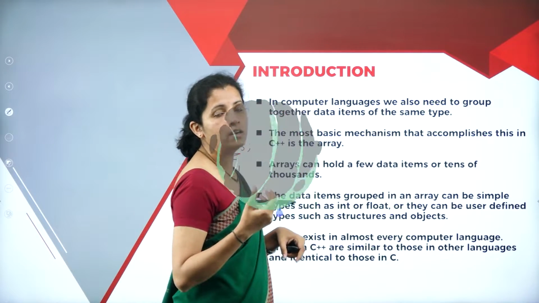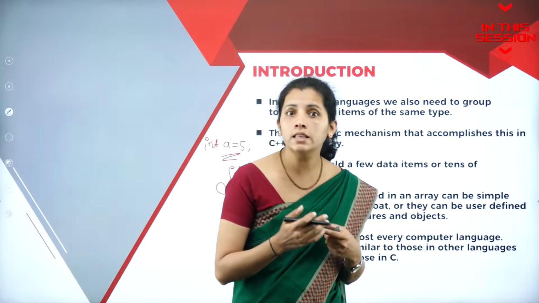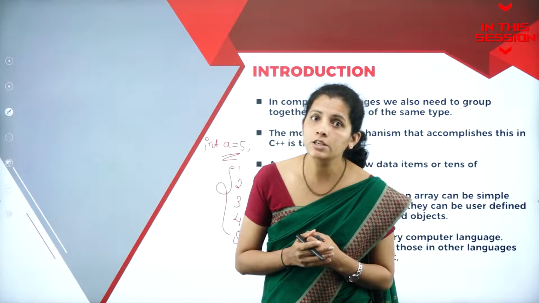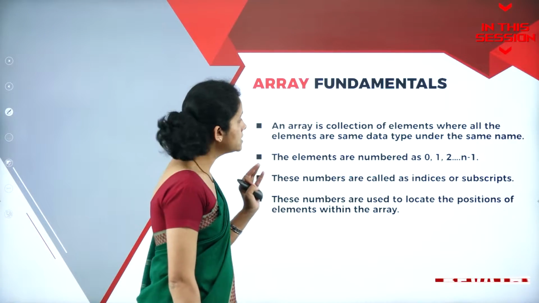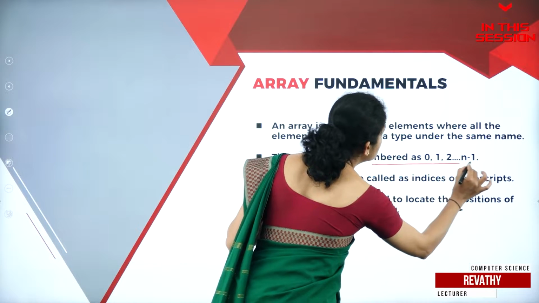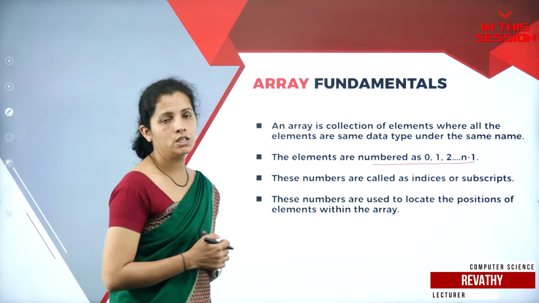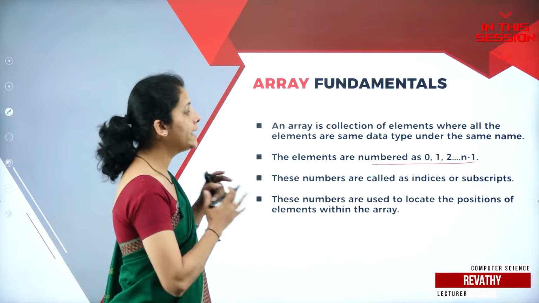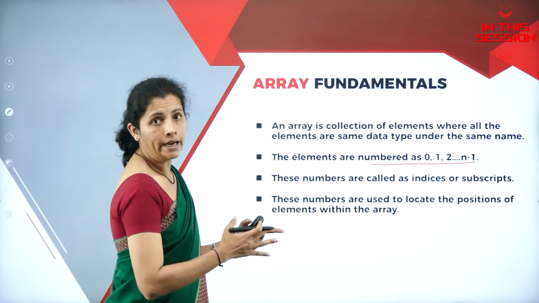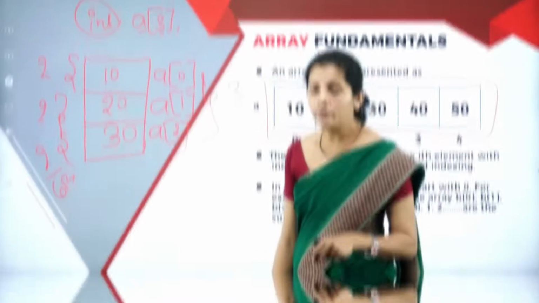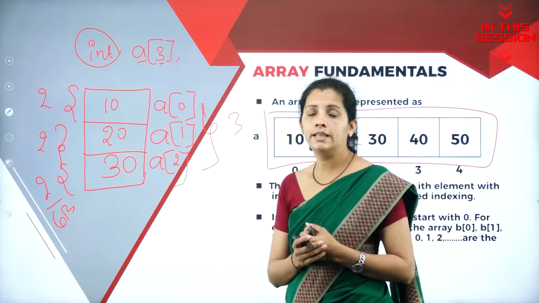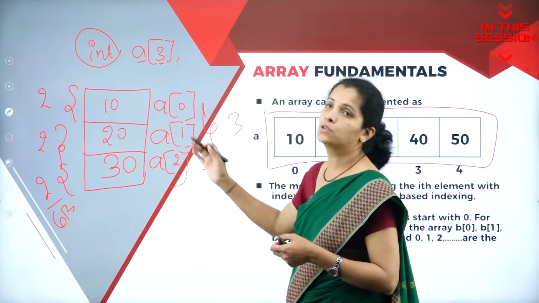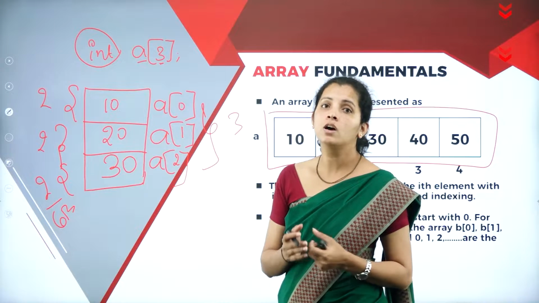What is an array here? An array is nothing but a collection of homogeneous elements. The elements are numbered from 0 to n minus 1, and this is called the indices, index, or subscript. If I want to access 30, how can I access it? With the help of the array name as well as the index or position.